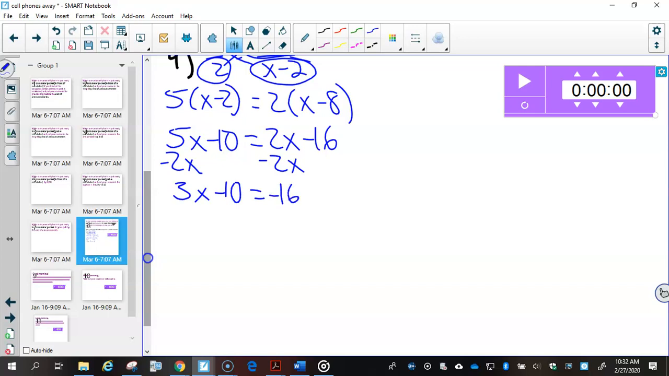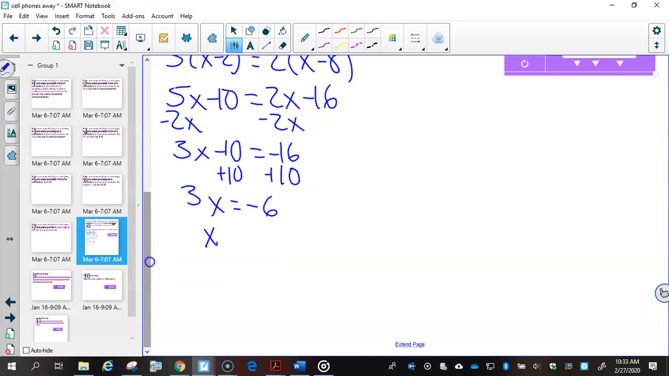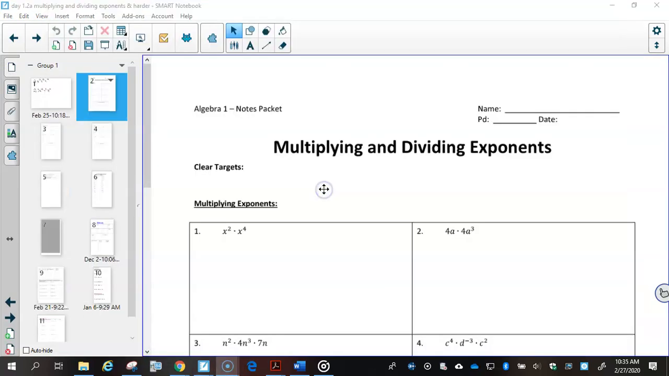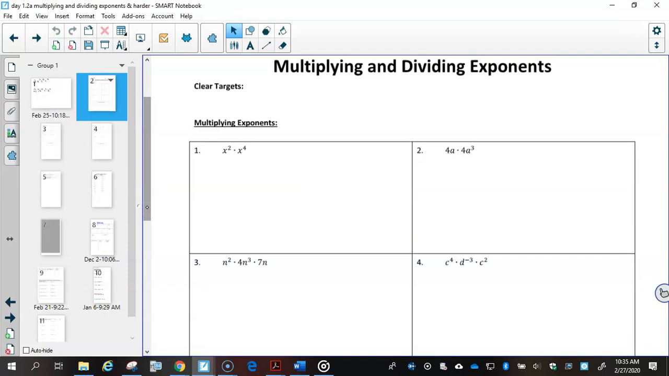Still need to get x by itself, so what would our next step be? Add 10 on both sides. We have 3x equals negative 6, and divide. So x equals negative 2. Okay, make sure you have that written down on your answer sheets. Does anyone not have this packet of notes?